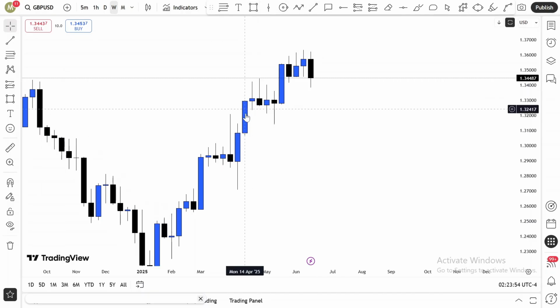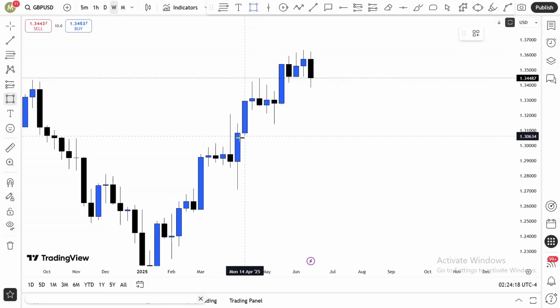So here you can see a fair value gap. What exactly is a fair value gap? A fair value gap is a three candle formation where the second candle has a gap, where there is a gap between the first and the third candle. This is the first, this is the second, and this is the third. You can see that there is a gap between this particular third candle and the first one, this gap here. This is what is known as a fair value gap.